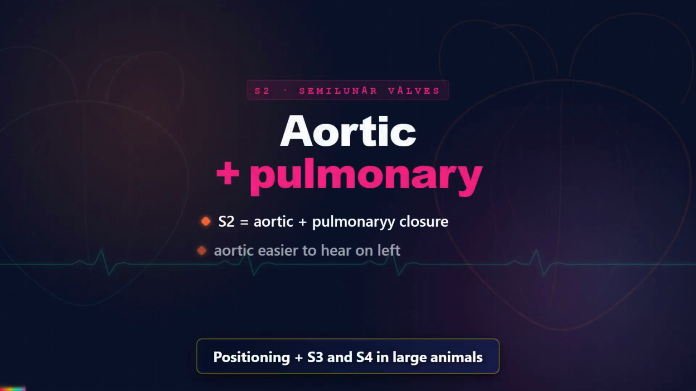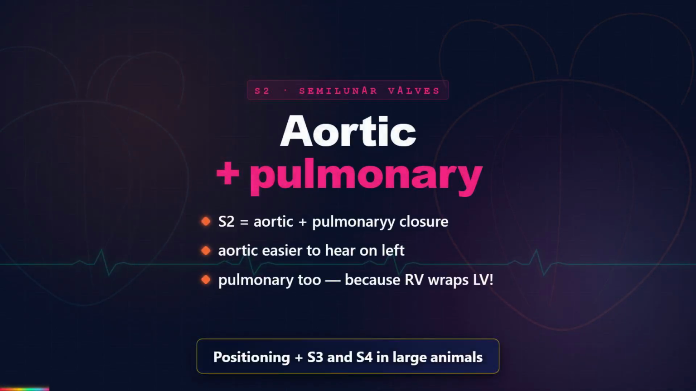Stethoscope positioning. In cattle and horses, you need to slide under the elbow. In small animals, caudal to the elbow. In large animals, you can also hear S3 from rapid ventricular filling and S4 from atrial contraction. S3 and S4 normally aren't heard in dogs and cats.